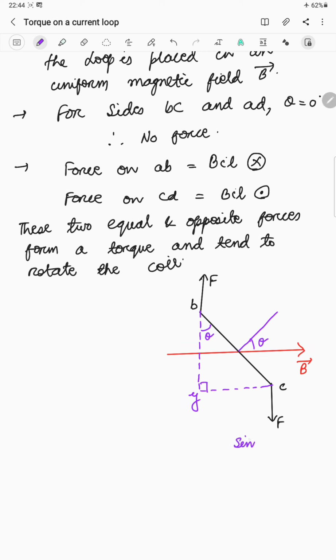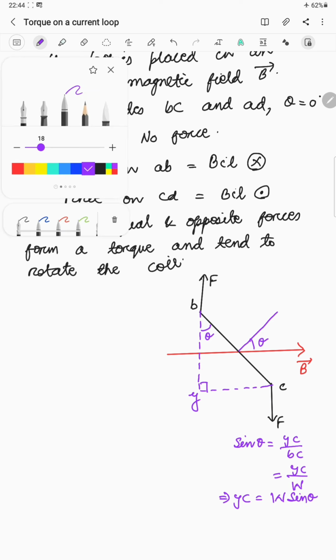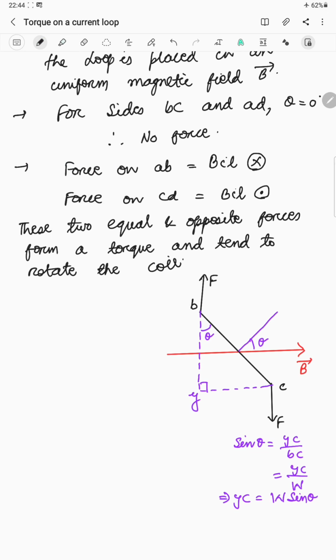Sin theta is how much? Sin theta will be YC divided by BC. So YC will be how much? Keep Y as it is. BC is nothing but the width of the current loop. So this implies my YC will be equal to W sin theta, where W is the width of the current loop. Now we have told equal and opposite forces are acting, therefore you will have a torque.